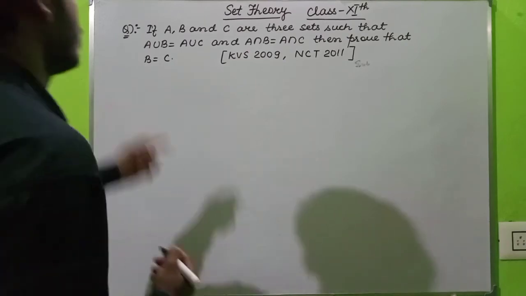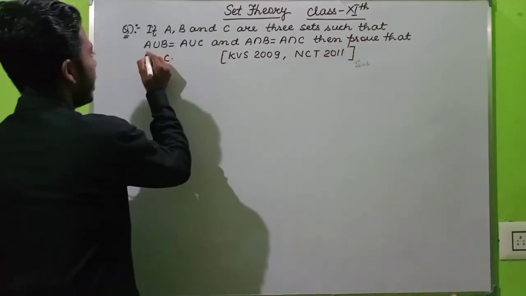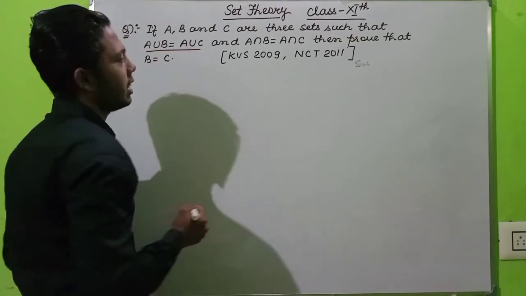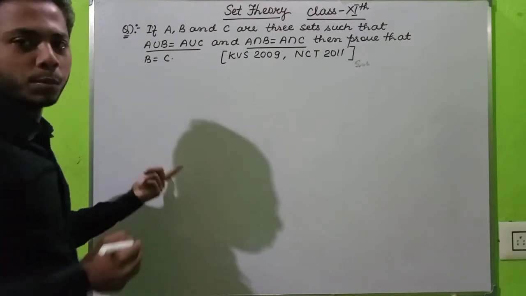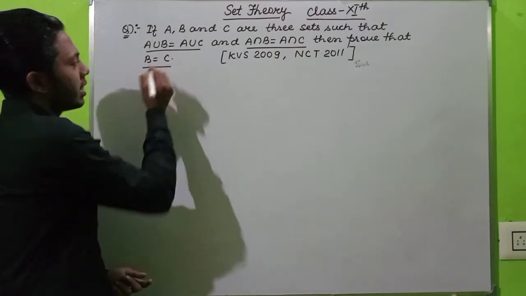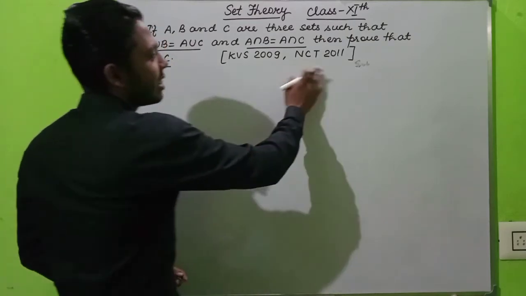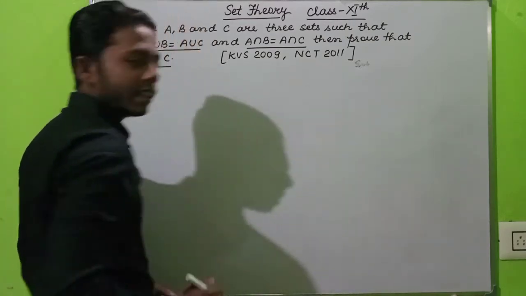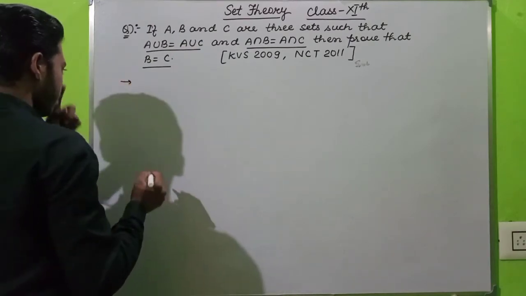Now we will see this question. If A, B and C are three sets such that A union B is equal to A union C and A intersection B equals A intersection C, then we have to prove that set B equals set C. This question was asked in the KVS region in 2009 and NCT region means National Region 2011. So let's solve this question.